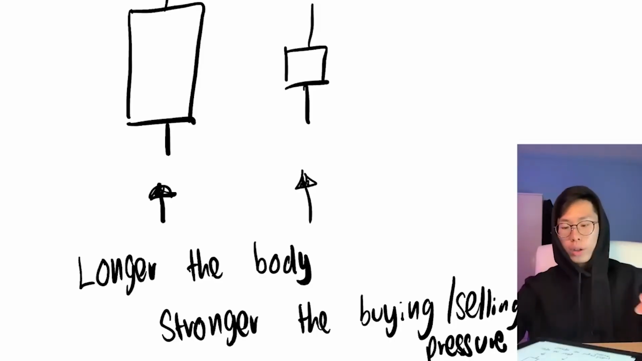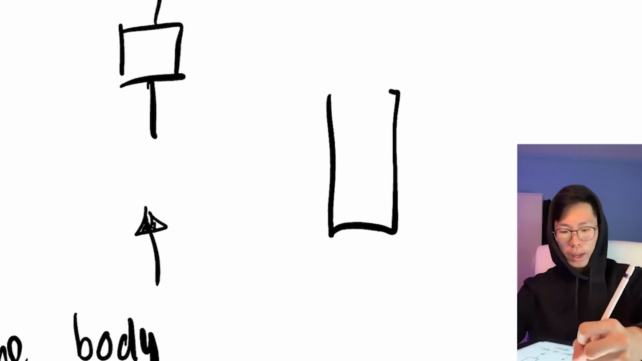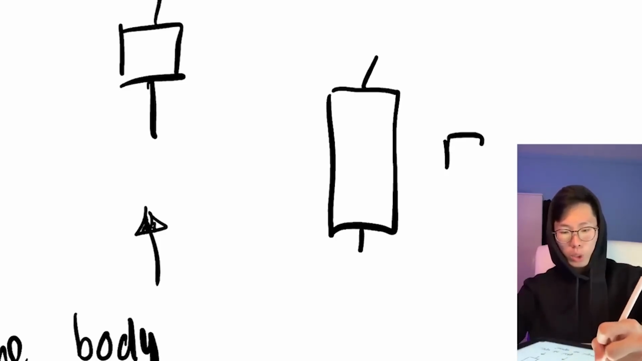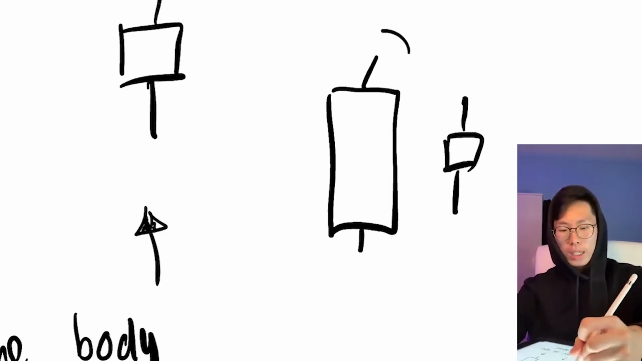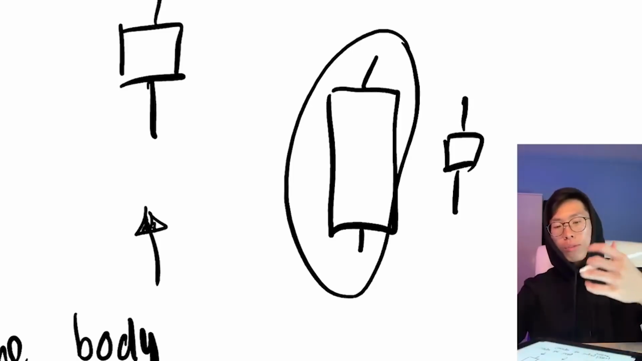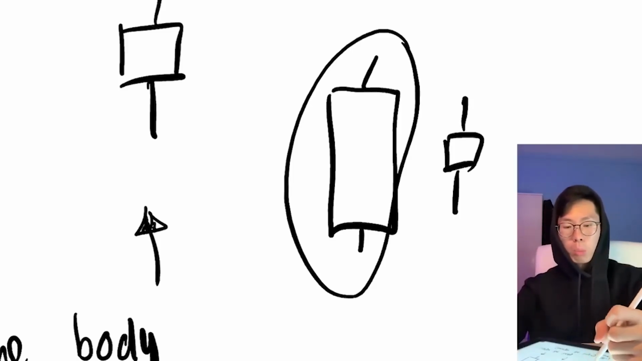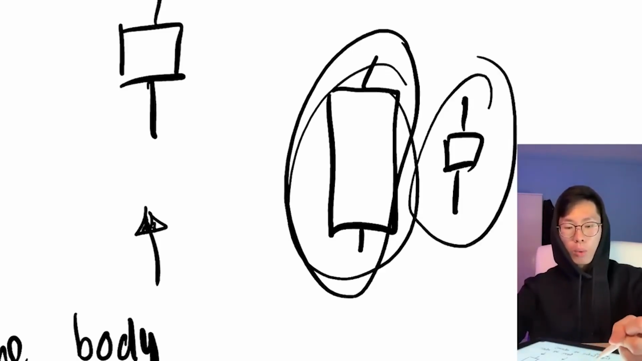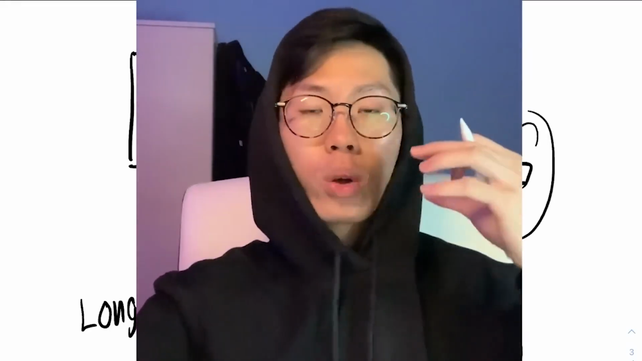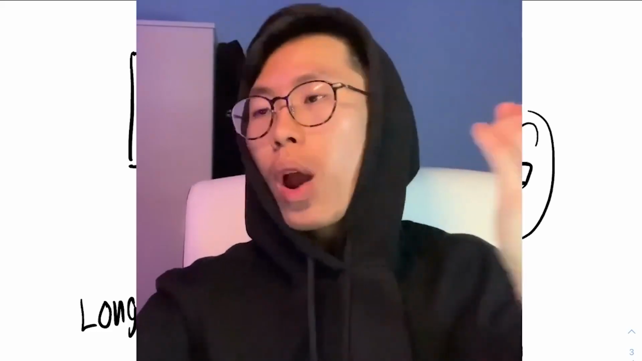So I want you guys to note that the longer the body, the stronger the buying or selling pressure. If you see a long candlestick like this compared to a short candlestick like this, obviously this one has more power, more volume inside the market. There is more momentum compared to this small little body right here. That's why make sure you pay attention to the length of the candlestick body. It tells you a lot of the story and everything you need to know about price currently.